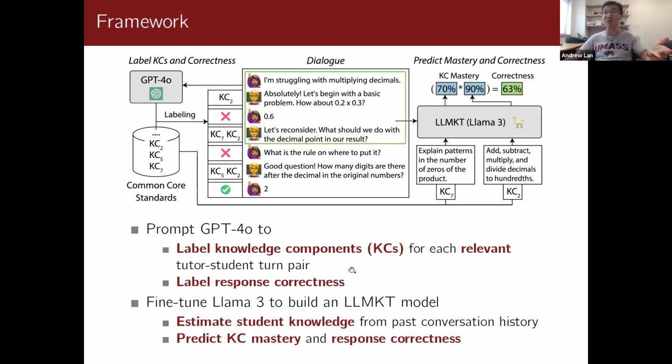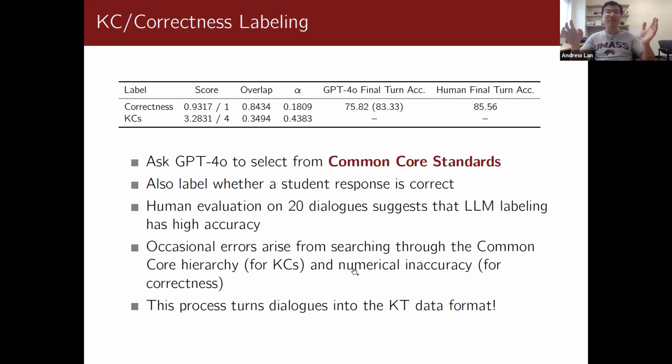Later we have a human evaluation showing that these labels are pretty accurate. GPT-4o does a decent job here. Then, using the knowledge component label and the response correctness label, we build a model we called large language model-based knowledge tracing, LLM-KT, where the backbone is a fine-tuned Llama 3 model. It first estimates student knowledge on all the relevant cases that have appeared so far in this conversation, and also predicts how well the student masters a particular knowledge component, and as a result, how likely they are to respond correctly to what a tutor would ask them to do.